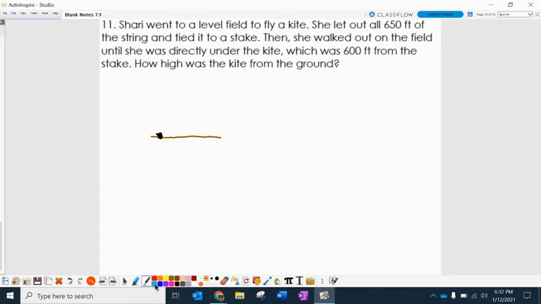So she's going to attach the string of her kite to that stake, and it says she let out all 650 feet of her string. So at the top of that is her kite there, floating in the wind. Then she walked out on the field until she was directly under the kite. So let's put her directly under the kite, which was 600 feet from the stake. So when she was directly under the kite, she was 600 feet from the stake.